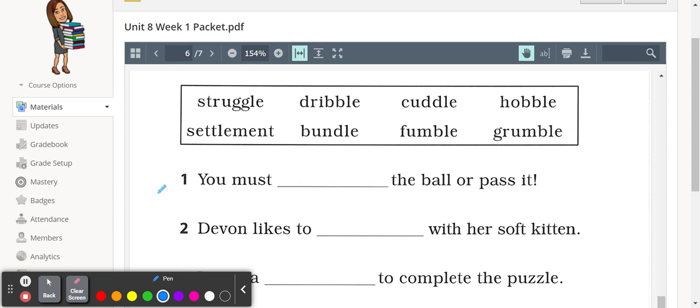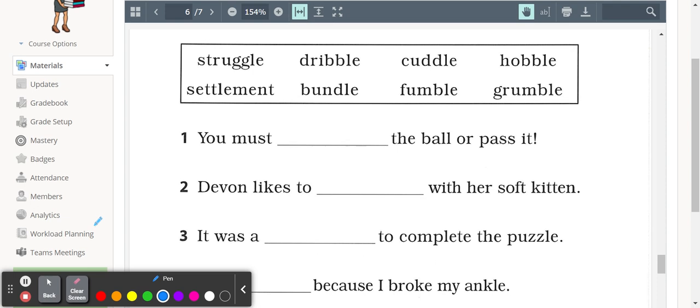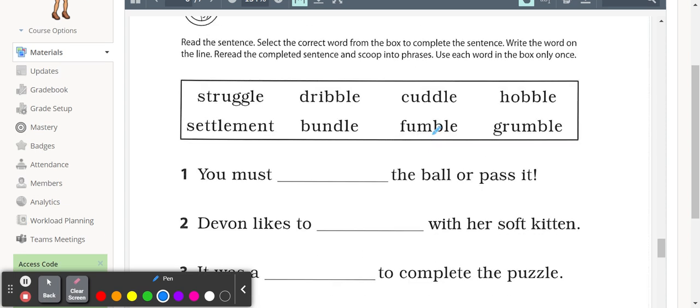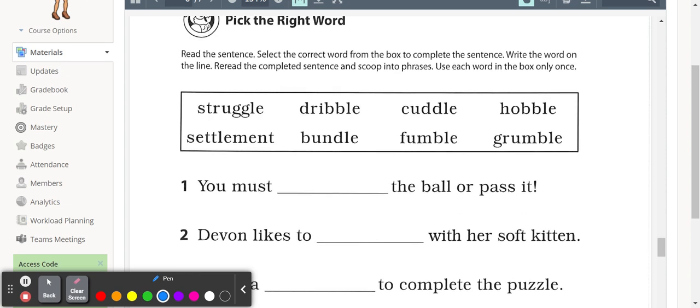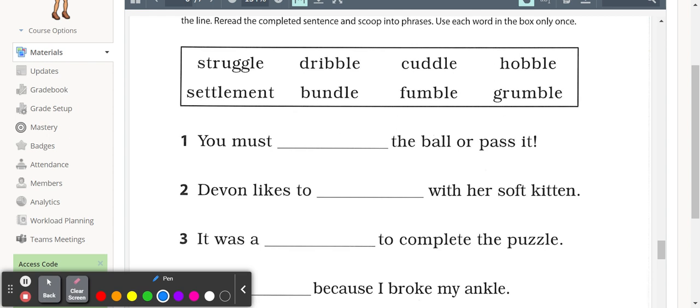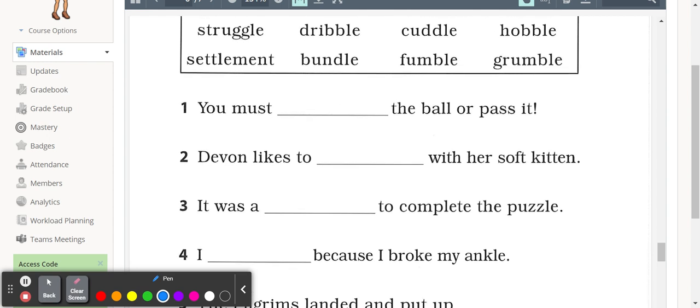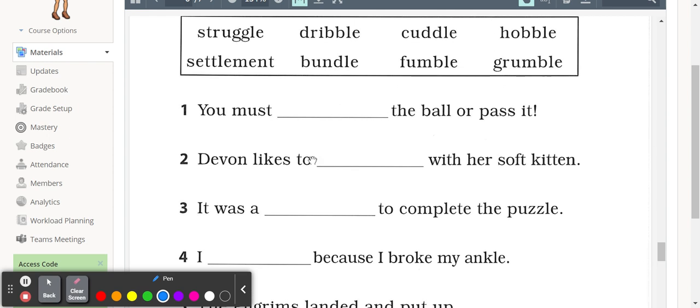Lots of consonant LEs. Okay, it says you must blank the ball or pass it. All right, what do you do with the ball? Right, you dribble. So I'm going to go ahead and circle dribble. Because that's the word that you're going to fill in for sentence number one. You must dribble the ball or pass it. Now let's scoop it, don't forget. You must dribble the ball or pass it.